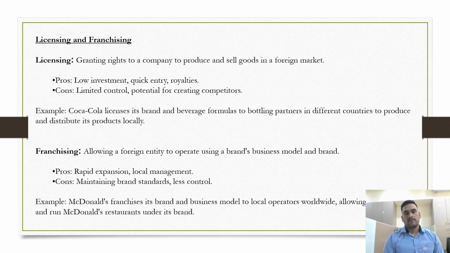The second one is franchising, allowing a foreign entity to operate using a brand and business model. Pros: rapid expansion, local management. Cons: maintaining brand standards and less control. Example: McDonald's franchises its brand and business model to local operators worldwide, allowing them to run McDonald's restaurants under its brand.